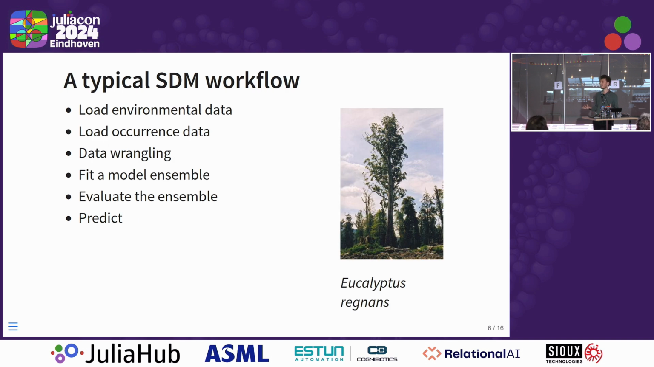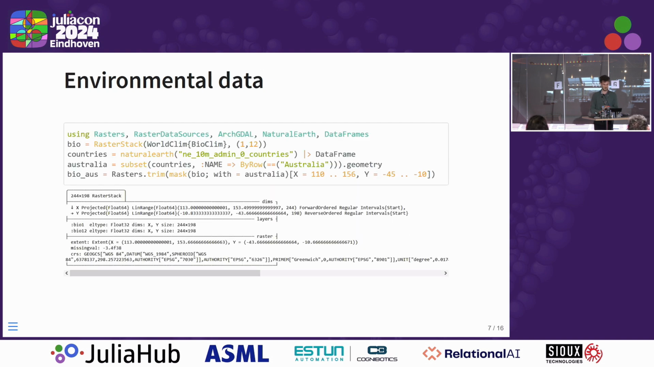So let's just do an SDM. I chose an Australian species because Australia is nice and isolated. Eucalyptus regnans. It's the tallest flowering plant in the world. And it's actually kind of threatened, so it's not totally irrelevant to want to know. And now we'll just do a quick workflow and see if we can make an SDM for this species.